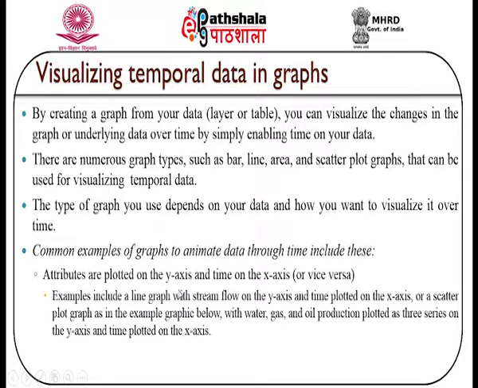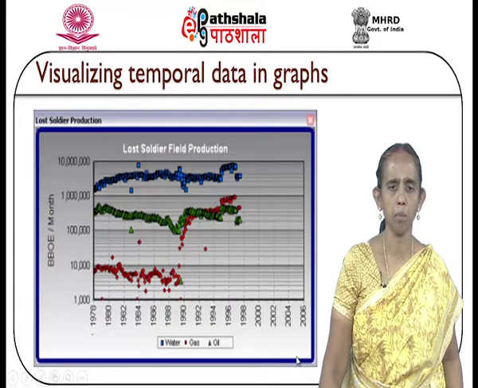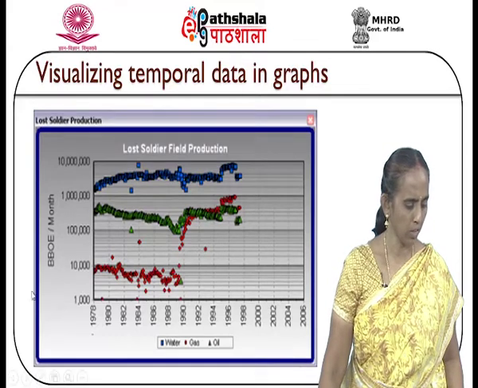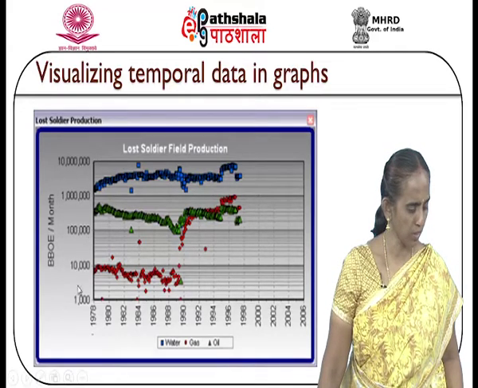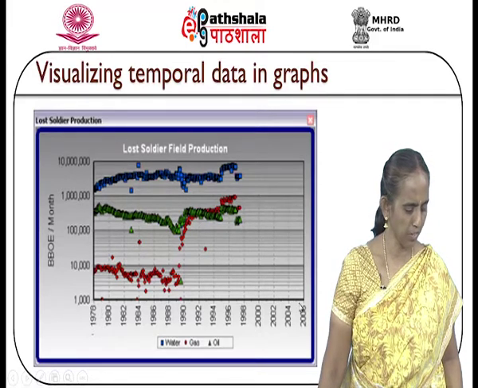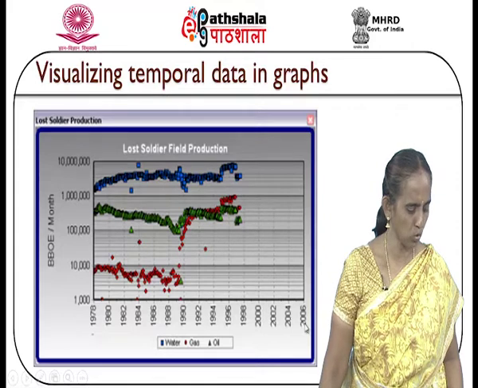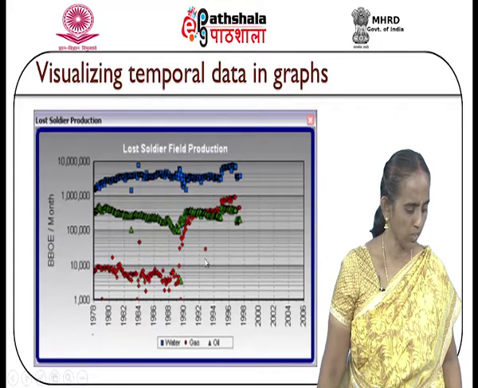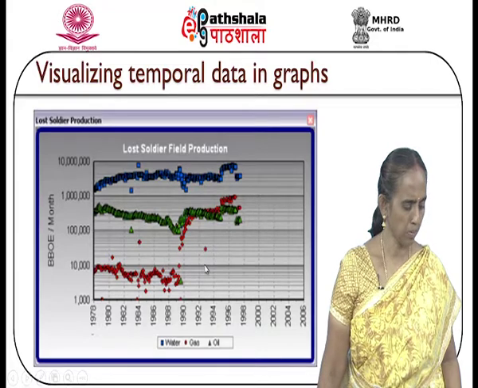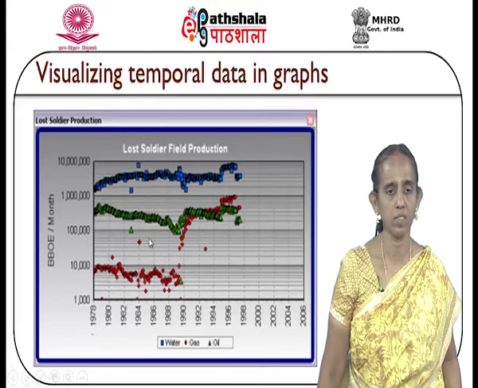Some examples include a line graph with stream flow on the y-axis and the time plotted on the x-axis, or a scatter plot graph as in the example graph below with water, gas and oil production plotted as 3 series on the y-axis and the time plotted on the x-axis. So we have the Lost Soldier field production, we have the time series, the time starting from the left hand side to the right hand side from 1978 to 2006, and we have the water, gas and oil, which are represented as 3 individual lines here.